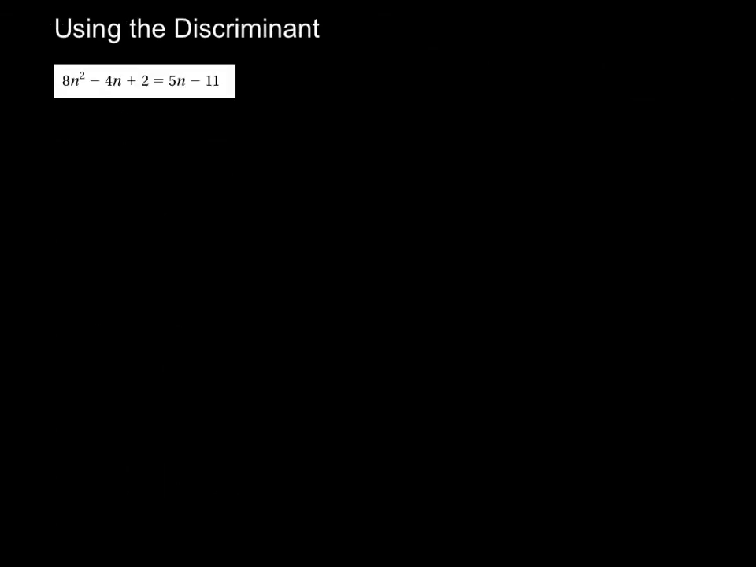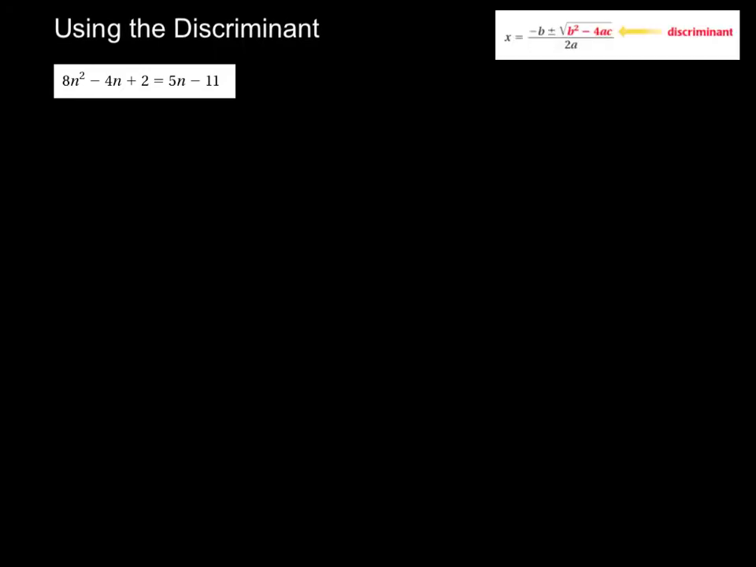The last problem you face in your homework uses the discriminant. Now remember, the discriminant refers just to the piece in red here that's underneath the square root symbol. So you're looking just at b squared minus 4ac.